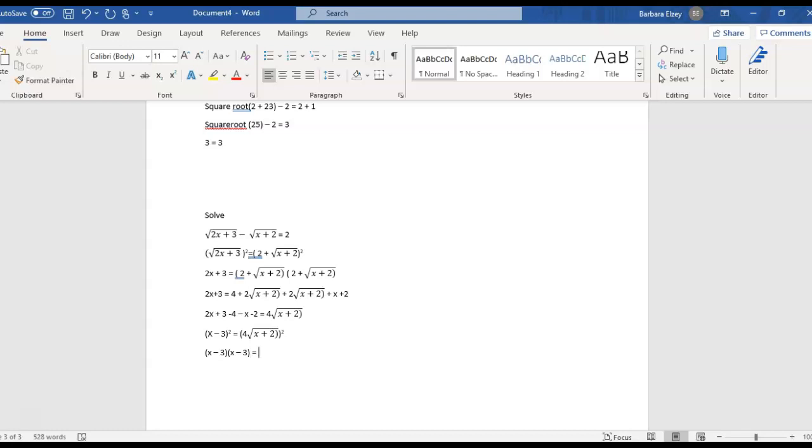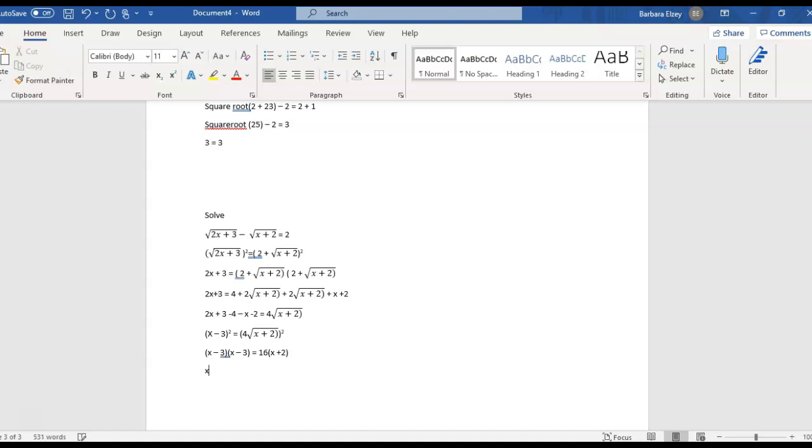On the other side, however, we're going to square. So square the 4, that's 16. Square the square root, it pops out as x + 2. All right, now it's a much more normal looking equation now that our square roots are gone.